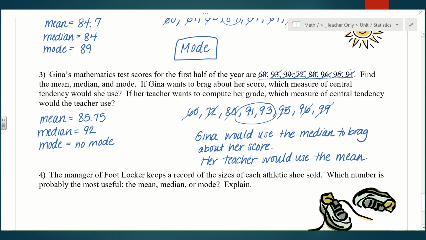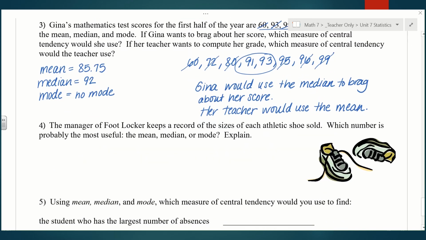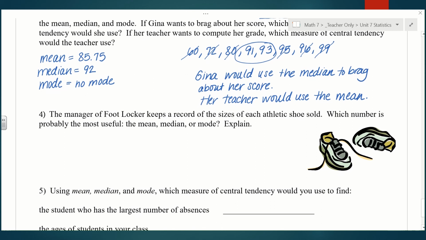Okay, we're almost there, guys. So for number 4, the manager of Foot Locker keeps a record of the sizes of each athletic shoe sold. Which number is probably the most useful? The mean, median, or mode, and explain.